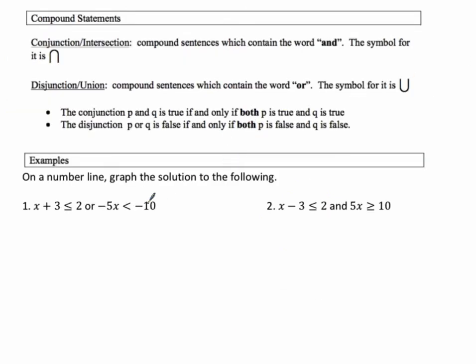we're going to look at some compound inequalities. And we have this statement: x plus 3 is less than or equal to 2, or negative 5x is less than negative 10. So we just solve them independently. So I'm going to subtract 3. We got x less than or equal to negative 1. Or now here you're going to divide by negative 5. When you divide by a negative number, you flip the inequality sign, so we have x is greater than 2.